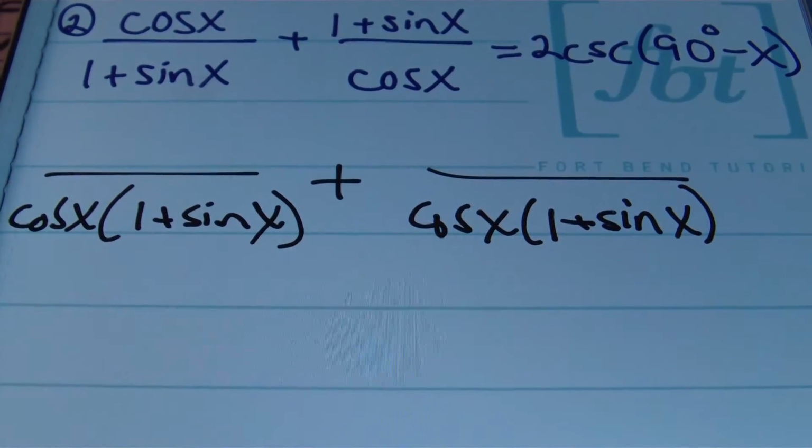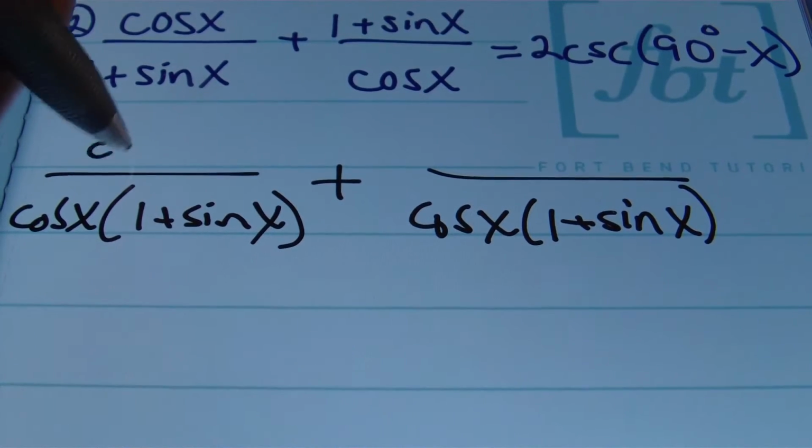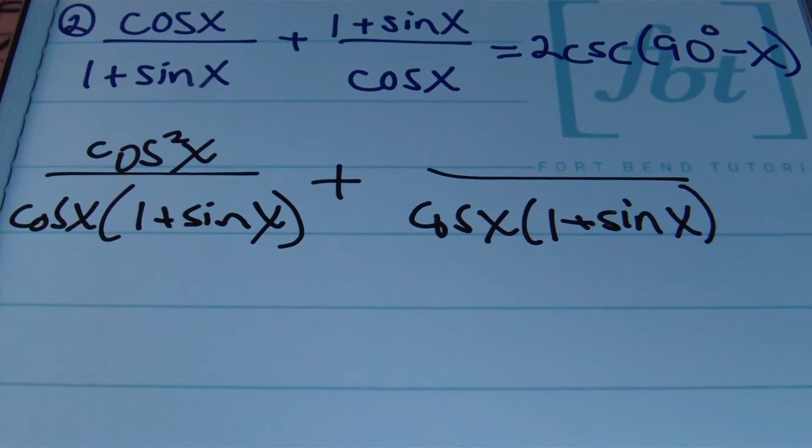Whatever I had to multiply the original denominator by, in order to get an equivalent fraction, I need to multiply the numerator by that same thing. So notice that from our 1 plus sine x to our common denominator, we had to multiply this original denominator by cosine x. So multiplying cosine x times cosine x gives you cosine squared x. All right, and that's our new numerator.